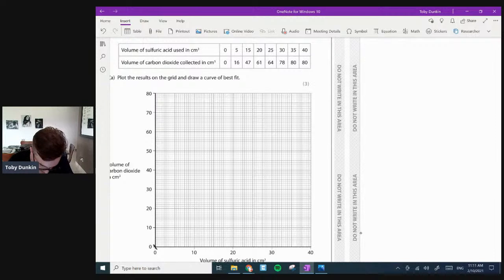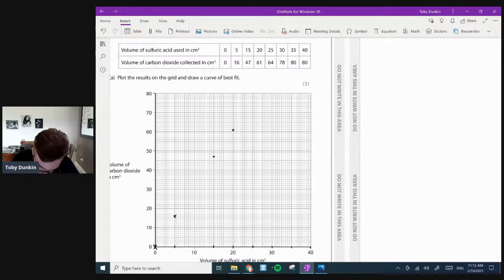So at 0, 0, there is a plot there. Then the sulfuric acid volume is 5, then 15, then 20, then 25, then 30, then 35, and then 40. Isn't that interesting? They've done that deliberately. So that one's going to be 16, which is there. Then at 15, it's 47. So that's there. At 20, it's 61, which is there.